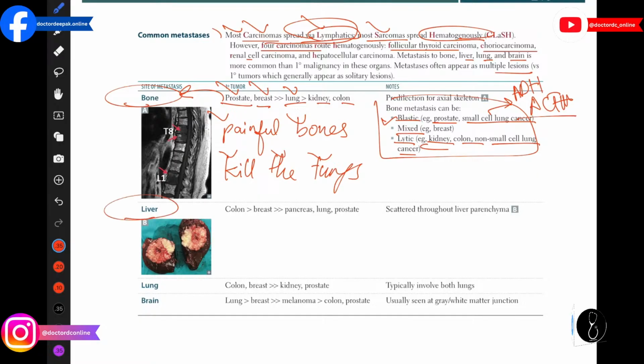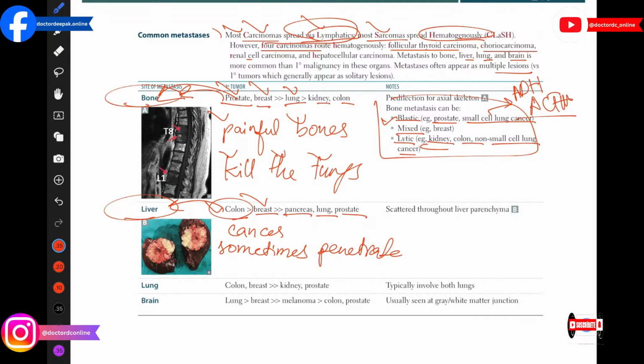The second site of metastasis is the liver. Liver metastasis can come from the colon, breast, pancreas, lung, and stomach, but most commonly from the colon. Mnemonic: sometimes cancer penetrates the liver. C for colon, S for stomach, P for pancreas, and L for lungs. Most commonly the cancer going to the liver is colon, and whenever cancer metastasizes to the liver, it is scattered throughout the liver parenchyma.